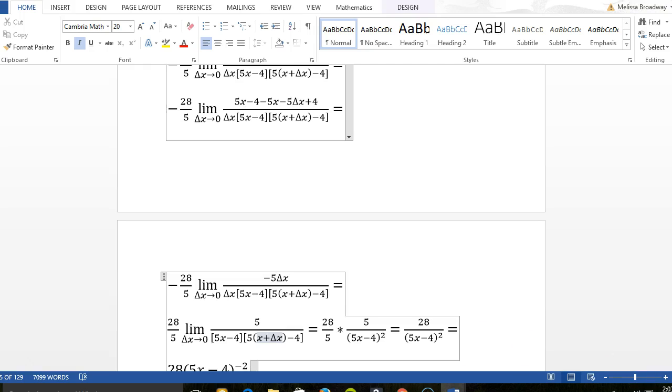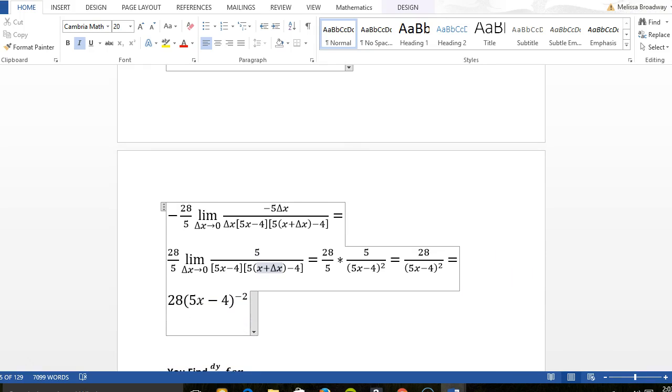Or if you want to write it in exponent form, you don't have to do this last step necessarily, unless your professor, he or she, just insists on it. That's 28 times, parentheses, 5x minus 4 raised to the negative 2 power. Again, we're only raising the 5x minus 4 to the negative 2 power, not the 28. The 28's sort of by itself. It's multiplying this term right here. But anyway, so it's 28 times the negative 2 power of 5x minus 4.